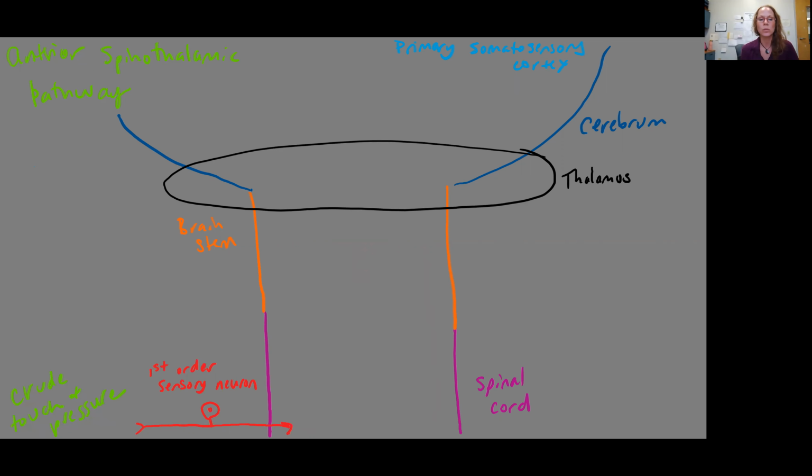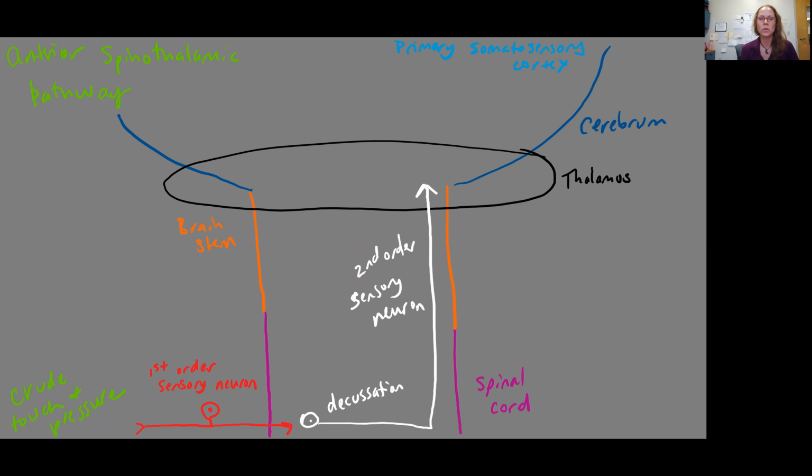This is our crude touch and pressure information, which is sent to our first order sensory neuron. You should be picking up on the pattern. First order sensory neuron brings that information into the spinal cord, synapses onto our second order sensory neuron, which in this case decussates and ascends up to the thalamus. Second order sensory neuron is going to synapse onto that third order thalamic neuron, which will send that information to be processed at the primary somatosensory cortex. Okay, so stay tuned for our descending tracts.